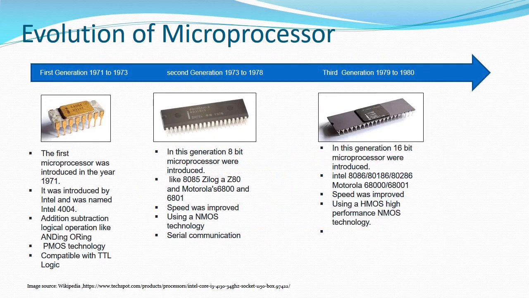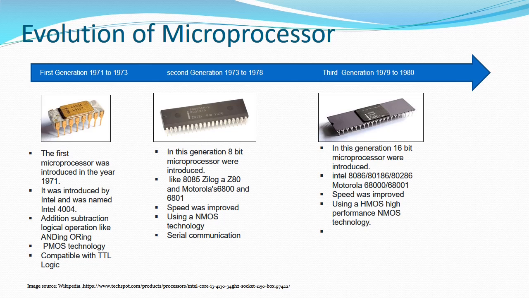The first microprocessor was introduced by Intel company in the year 1971. This was the first microprocessor in the market. It has some basic arithmetic as well as logic operation capability. It was extensively used in calculators. PMOS technology was used to design these kinds of microprocessors. These microprocessors were TTL compatible, means they were on a plus 5 volt supply. From 1971 to 1973 is called the first generation of microprocessors.